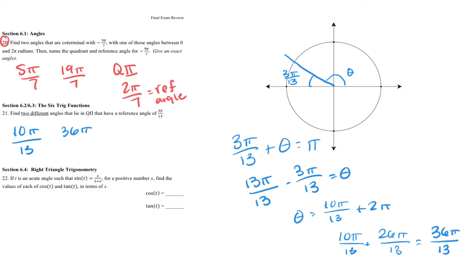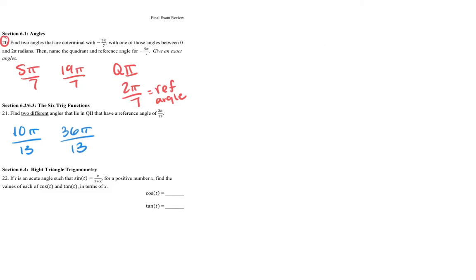36 pi over 13. Okay, so it's asking us, if t is an acute angle such that sine of t is equal to x over 5 plus x for a positive number x, find the values of each cosine t and tan t in terms of x. So let's draw this first. We're going to draw a little graph here. So sine of t equals x over 5 plus x for a positive number x. That means our line is going to be sitting in this quadrant here.